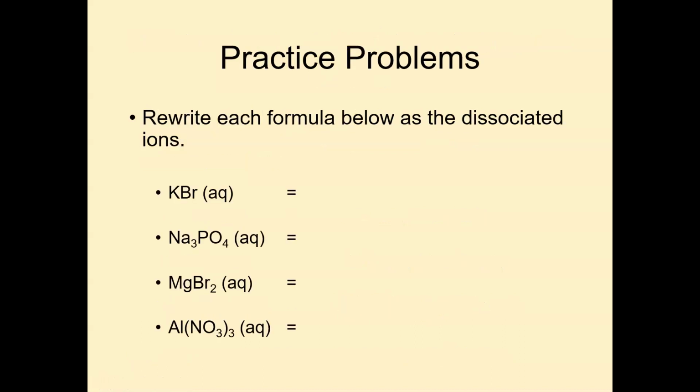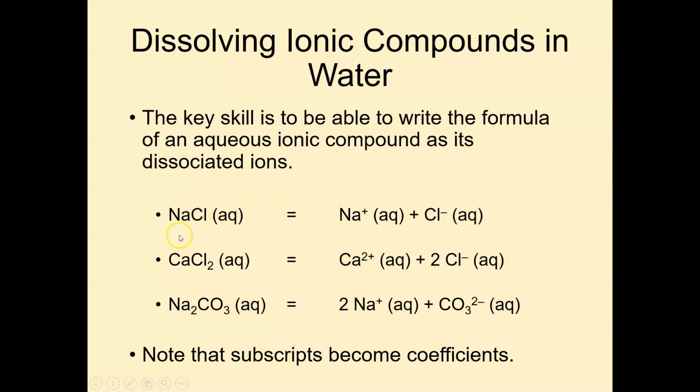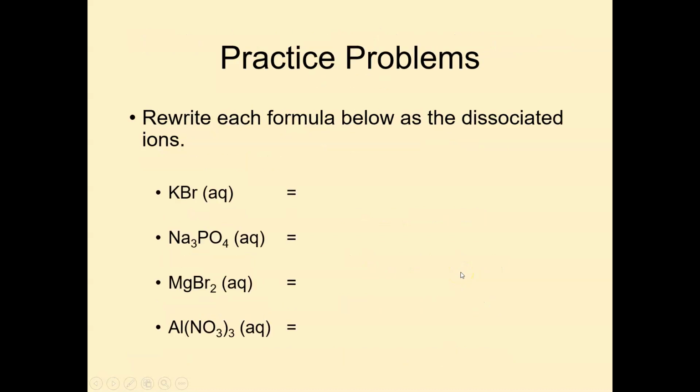Okay, well, here's an opportunity for you to try a practice problem. So I have written down the formula of 4 compounds here: potassium bromide, sodium phosphate, magnesium bromide, aluminum nitrate. I'm indicating that they're aqueous, which means that they are dissolved in water. Your job is to pause the video for just a second, and in the same fashion that I was doing this, converting the total compound formula into its dissociated ions, go ahead and rewrite each of these aqueous formulas as their dissociated ions. So you can go ahead and turn the video off and try that.